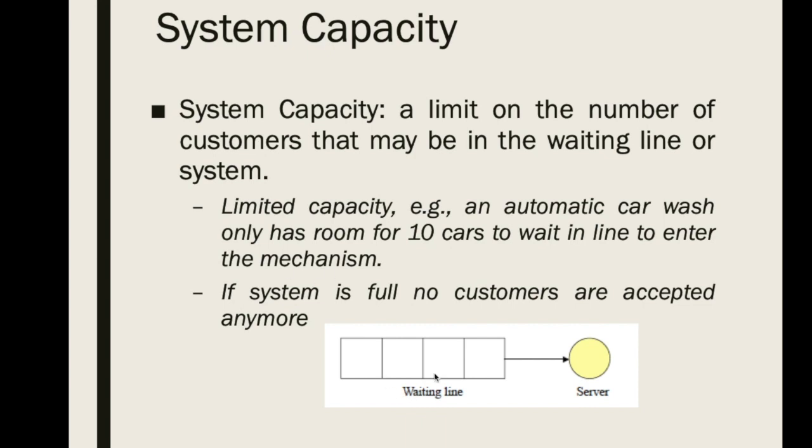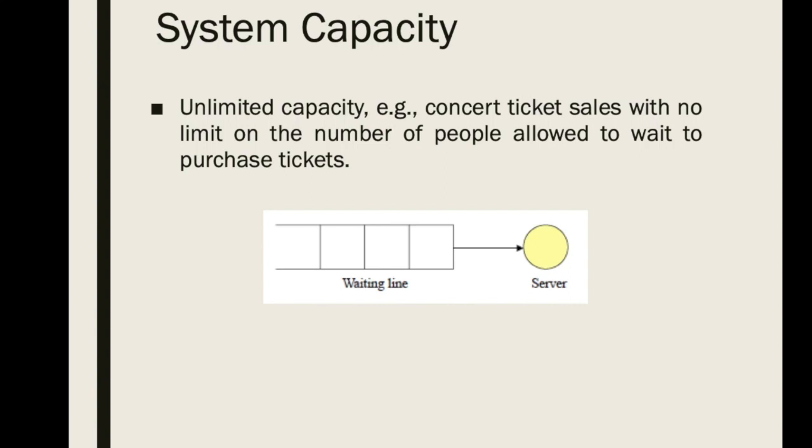So the figure looks something like this. There will be fixed slots in this waiting line, and there will be a server. Once the slots are full, like in a barber shop with 4 chairs, if 4 people have come, including the one whose haircut is being done, then the 5th customer has to leave. On the other hand, there can be unlimited capacity also, like concert ticket sales, with no limit on the number of people allowed to wait to purchase tickets. So this waiting line can theoretically go infinite. There is no limit on that.